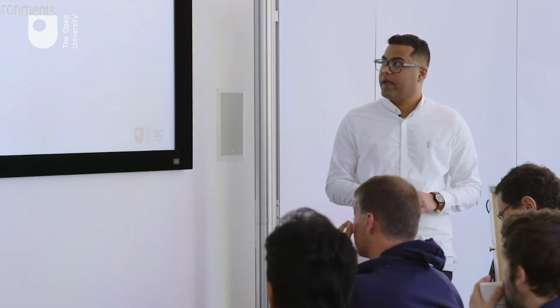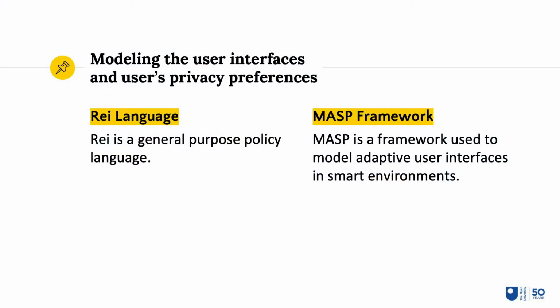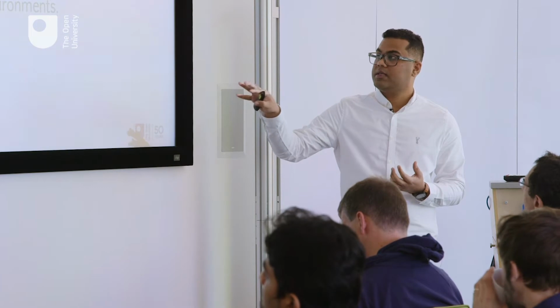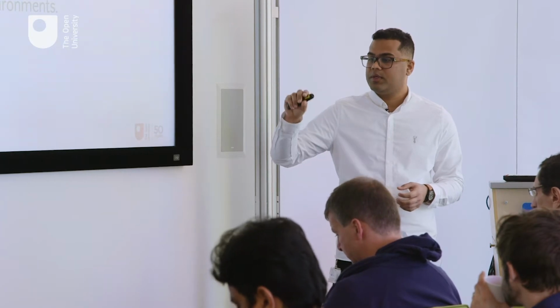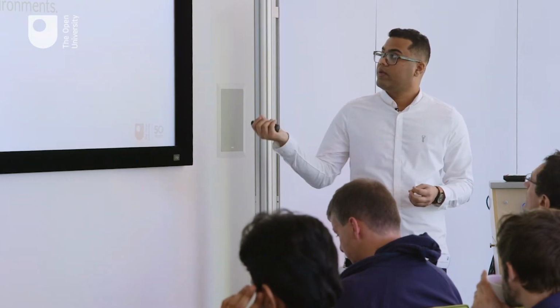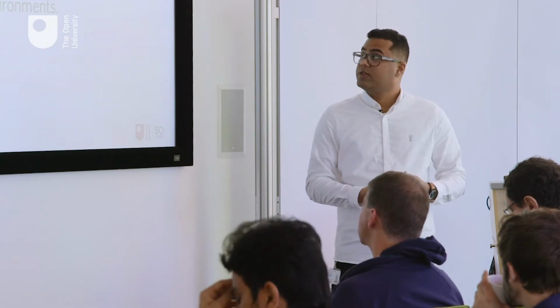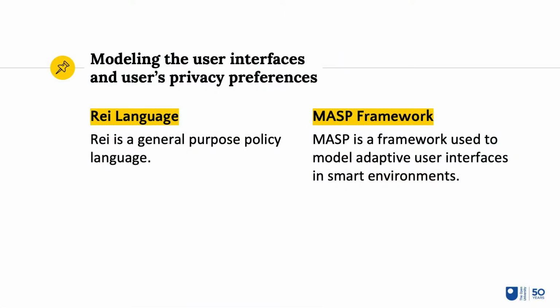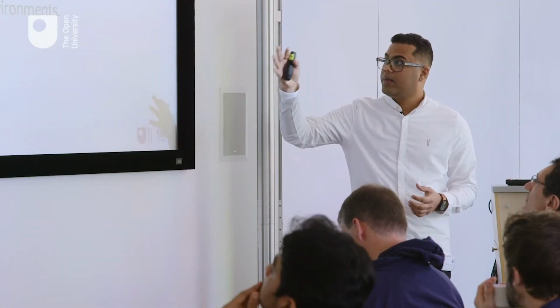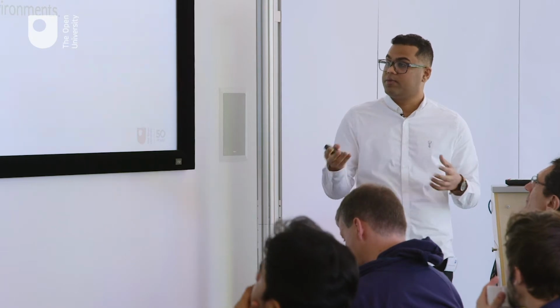I've been working on the first research question with regard to the modeling aspect. For that, I've used a language called Ray. It's a general purpose policy language, which is used to capture different privacy policies. I've used that in a smart home scenario where people have different privacy preferences, to capture each user's privacy preference. With regard to user interface modeling, I've used a framework called MASP. That captures existing user interfaces in a smart home, and can be combined with the Ray language to come up with my solution for this problem.